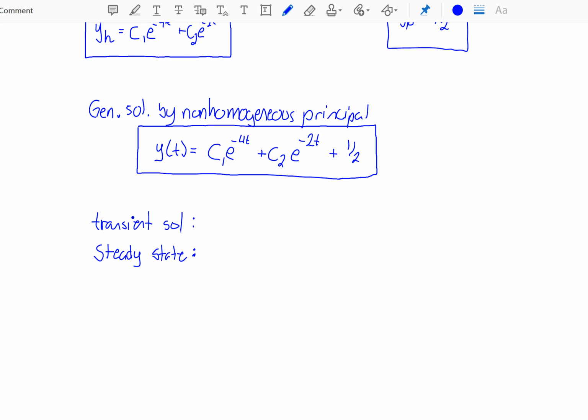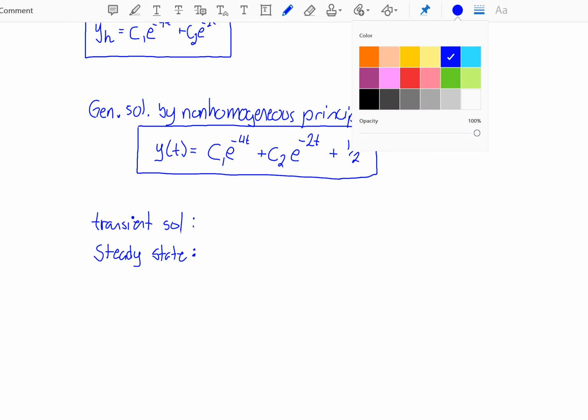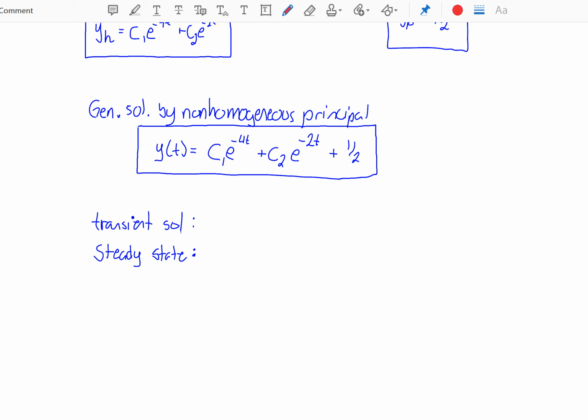Here you want to remember that by definition, your transient solution is a solution that decays over time. And so here we would be looking at the portion of our solution with the negative exponents. It's also your homogeneous solution in this case. So your transient solution, labeled as yt, is going to be c1 e to the negative 4t plus c2 e to the negative 2t.